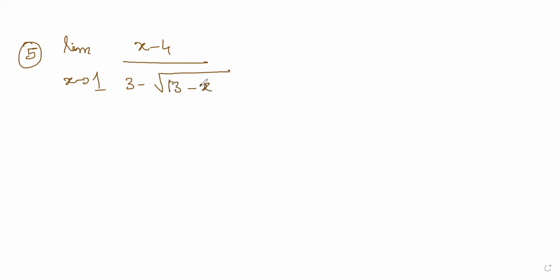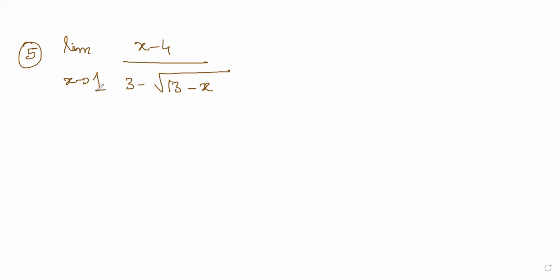Next question, the fifth one. Evaluate the limit as x tends to 1 of (x minus 4) divided by (3 minus the square root of 13 minus x). This is what is given: limit x tends to 1, (x minus 4) divided by (3 minus square root of 13 minus x).